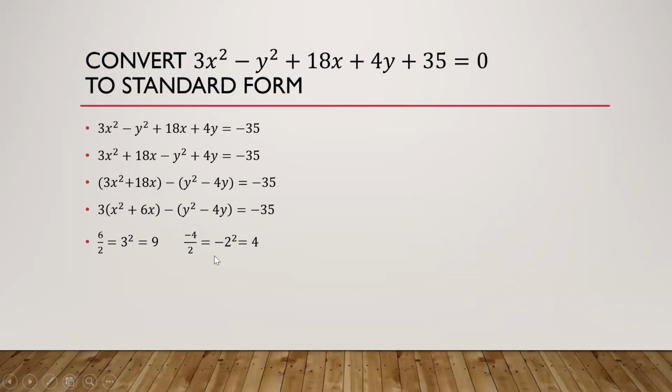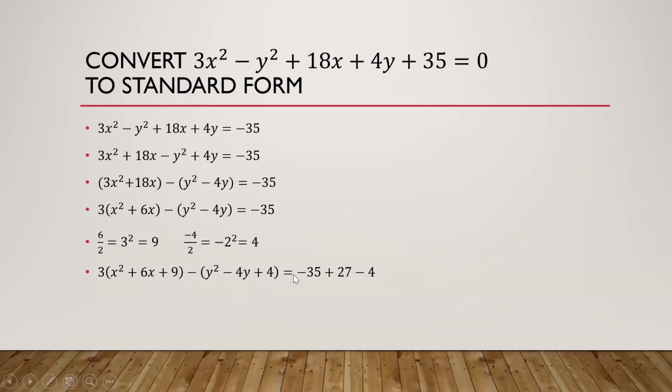We do that by getting b over 2 and then squaring that answer. Our b here is 6. So 6 over 2, that's 3 squared equals 9. And for this part here, negative 4 over 2 equals negative 2, squared, which is 4. So let's add 9 here and add 4 here.